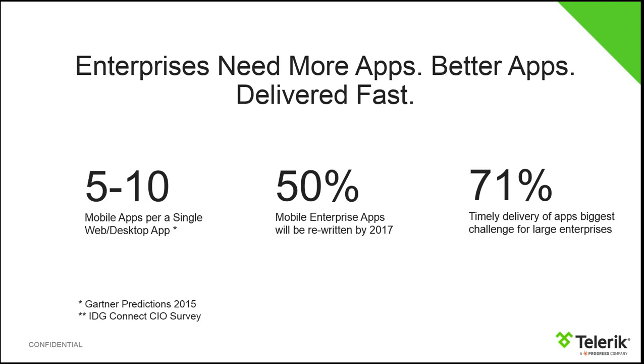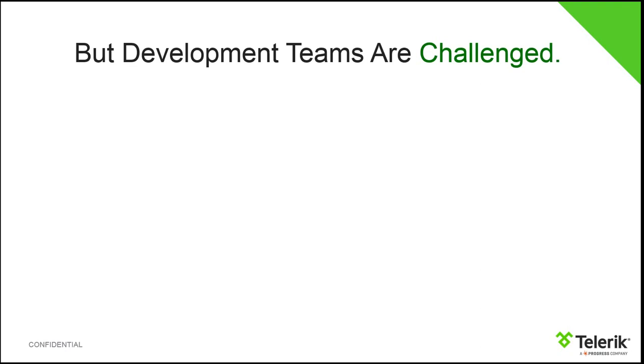And 71% say timely delivery of apps is the biggest challenge for large enterprises. So it is still a problem. The timely delivery is still a problem. Enterprises need more apps, better apps, and they want them delivered fast. So these are some of the challenges, but if you look at it the other way, these are the opportunities that you have, right? But it is not only enterprise mobility that is a challenge, the development teams are also challenged, right?